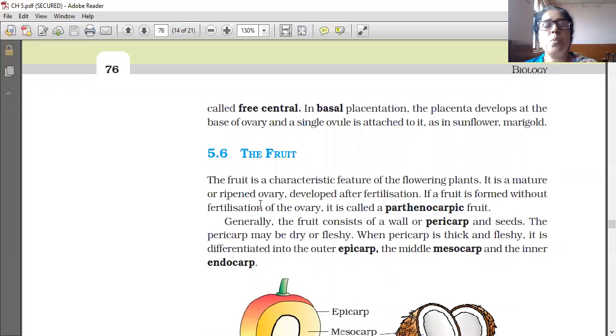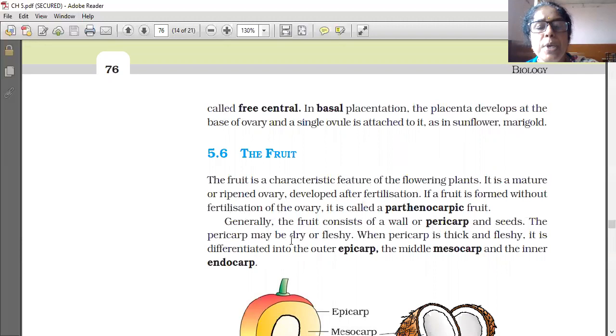If a fruit is formed without fertilization of the ovary, it is called a parthenocarpic fruit. Generally, the fruit consists of a wall or pericarp and seeds.